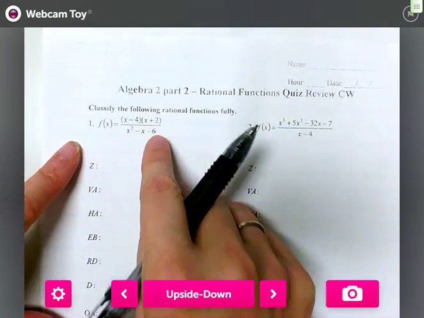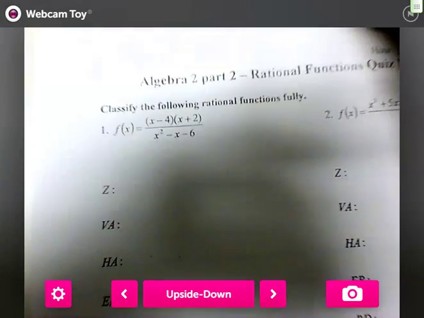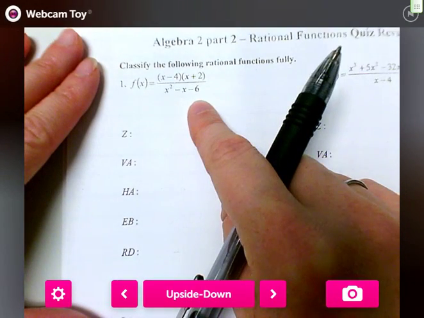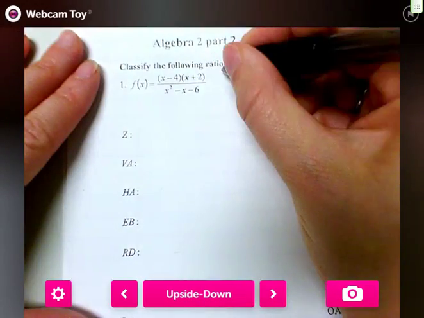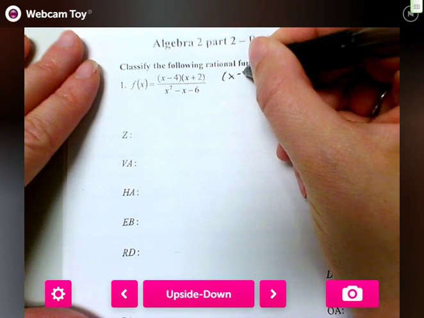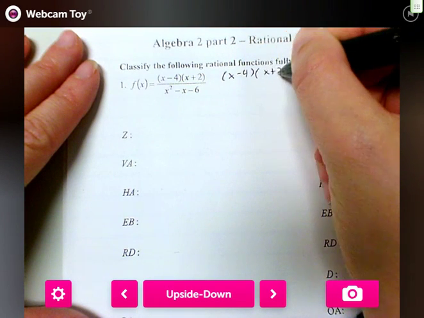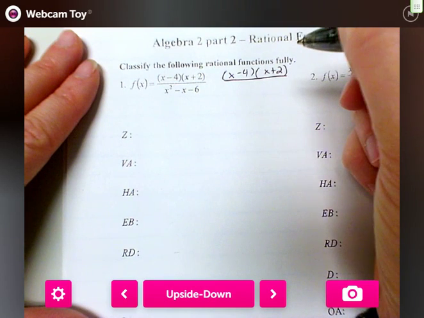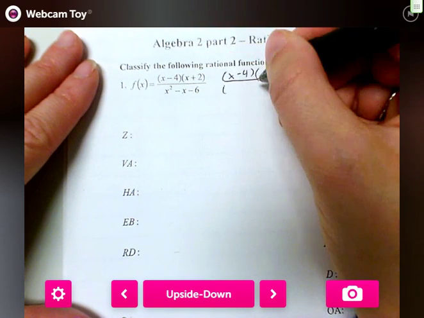So the first thing I noticed for this, I'm going to zoom in a little bit. First thing I noticed for this is the bottom is not factored all the way. So I'm going to factor it out. I've got x minus 4 times x plus 2 on the top. And on the bottom, gentlemen, what can I factor it to?